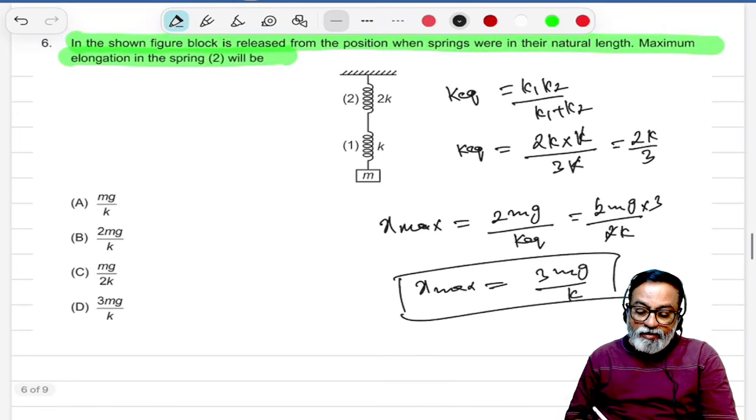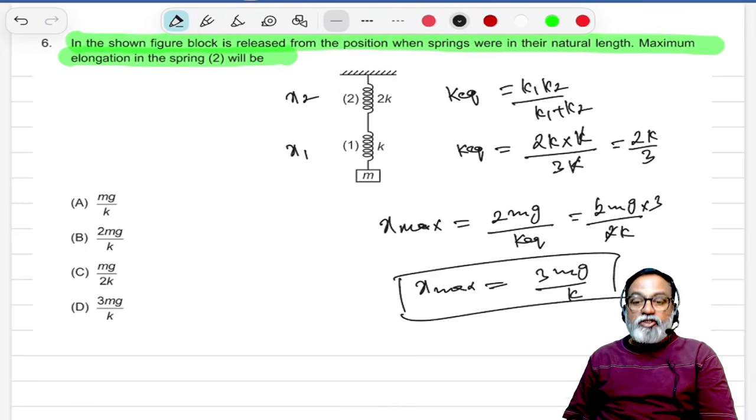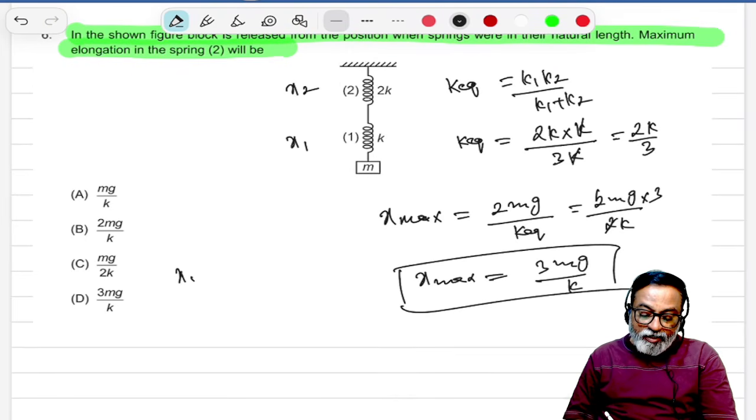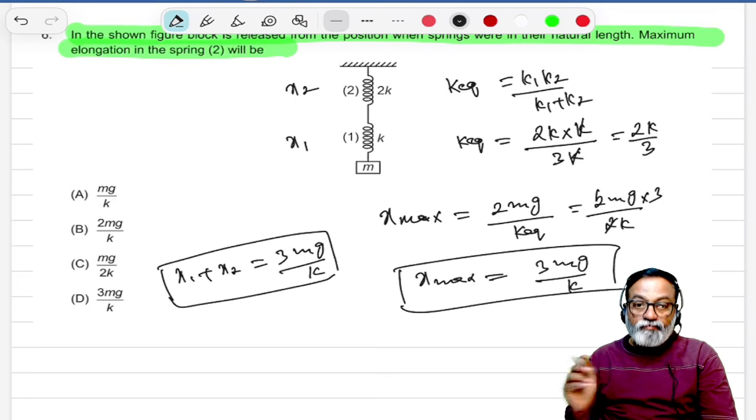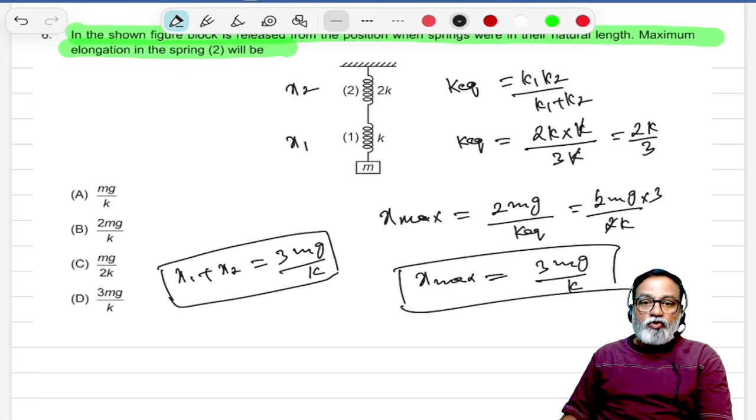See, for example, spring 1 elongation is x1, spring 2 elongation is x2. Therefore, total elongation x1 plus x2 is equal to 3 mg by k. This is another equation. From this, we have to find out x2.